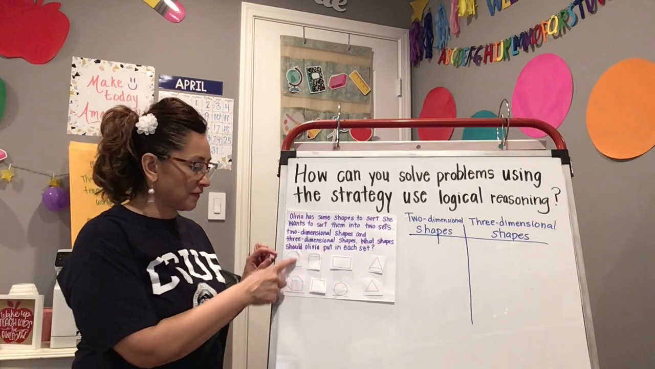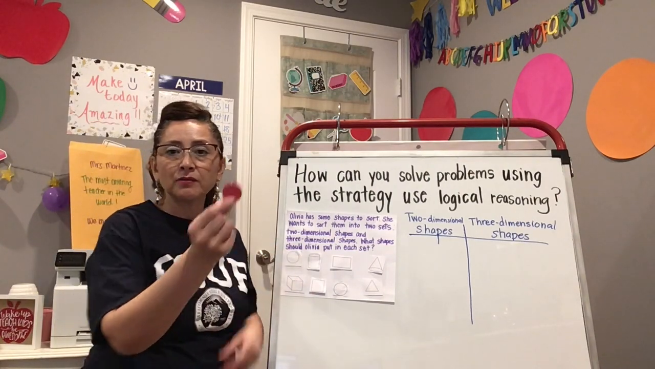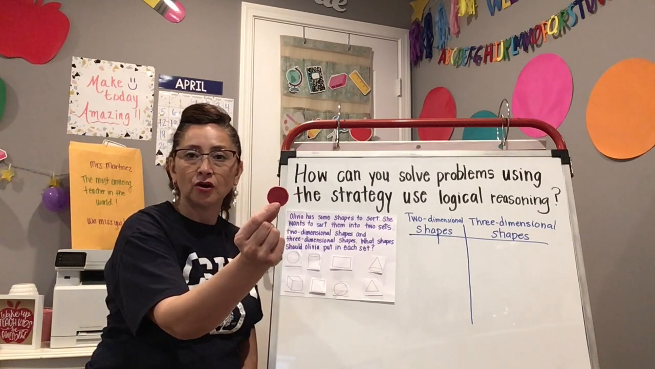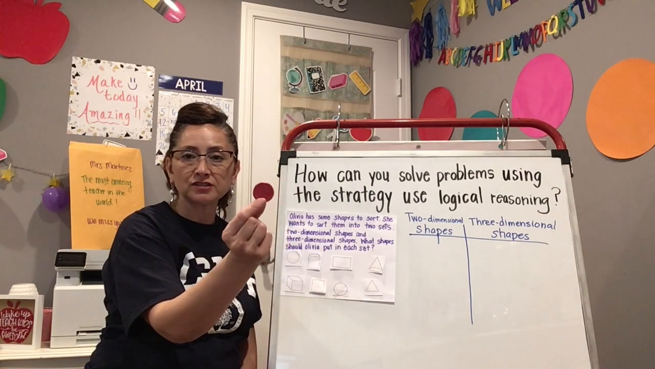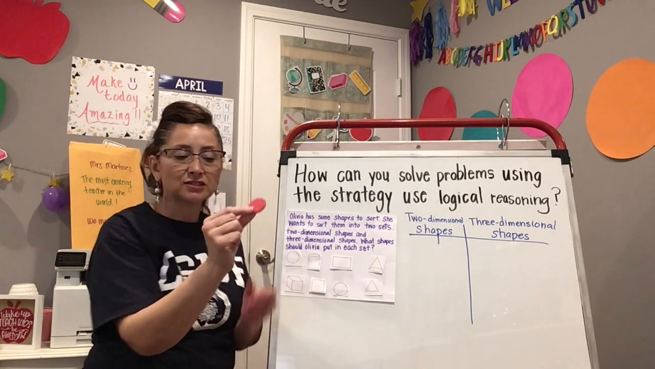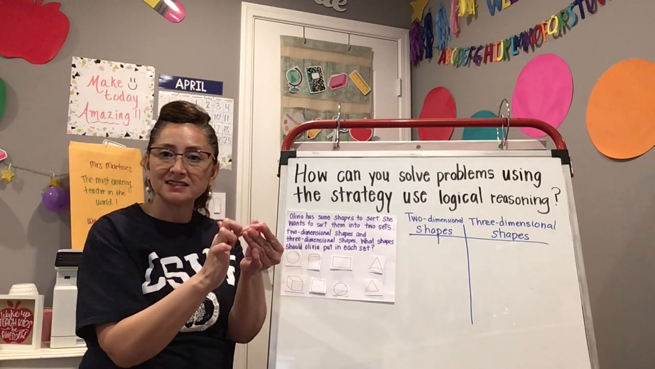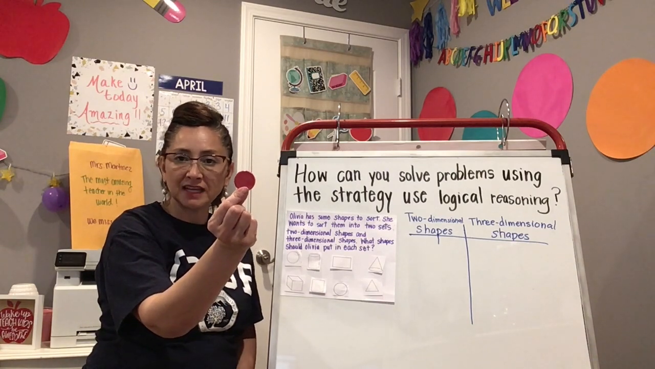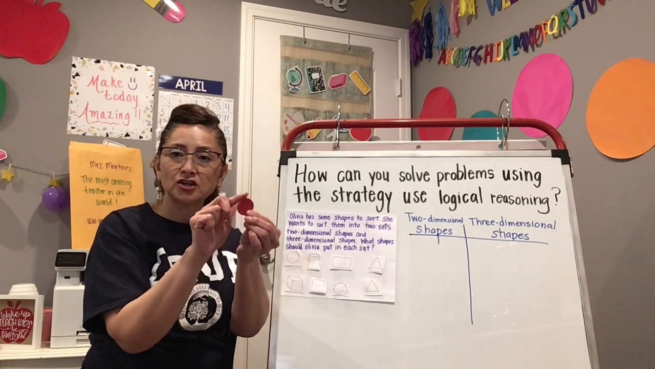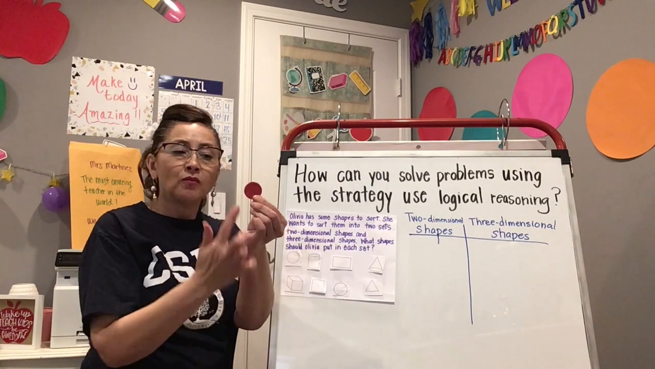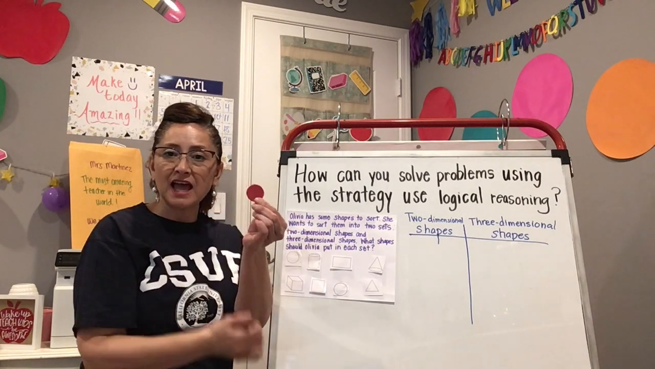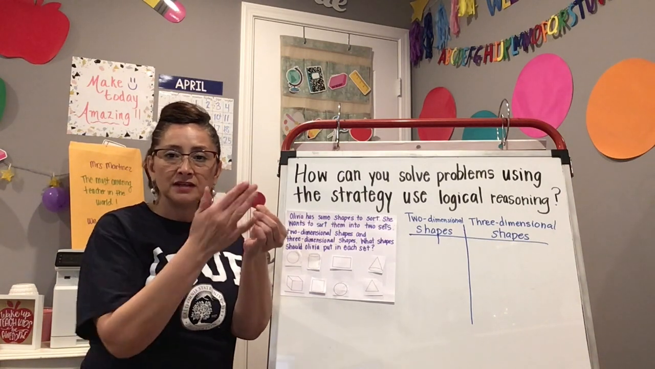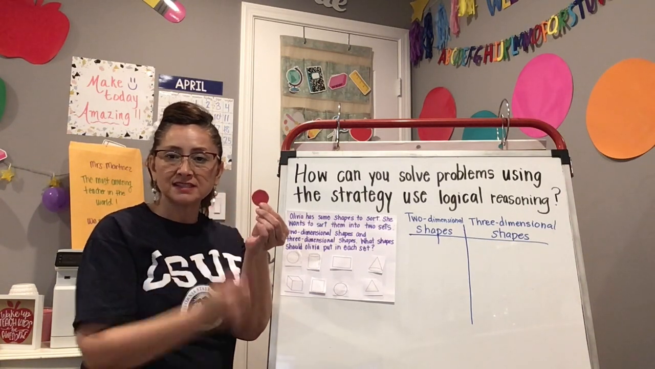Okay, this is our first shape. Does anybody remember this shape? Yes, that's right. That's a circle. What do you remember about a circle? Yes, that's right. A circle is flat. What else do you remember about the circle? Yes, that's right. The circle has a curve. Now, when we say this circle is flat, that means we can only see this side of the circle. Nothing else, just this flat side.